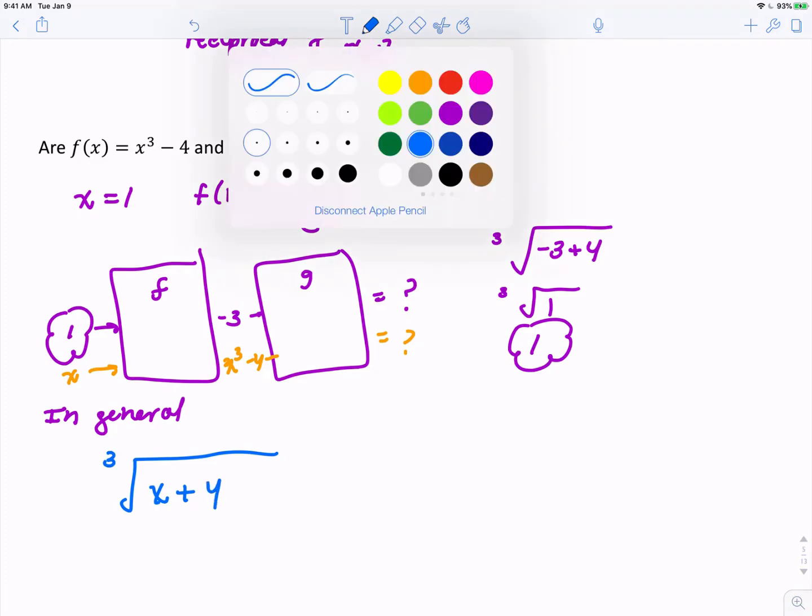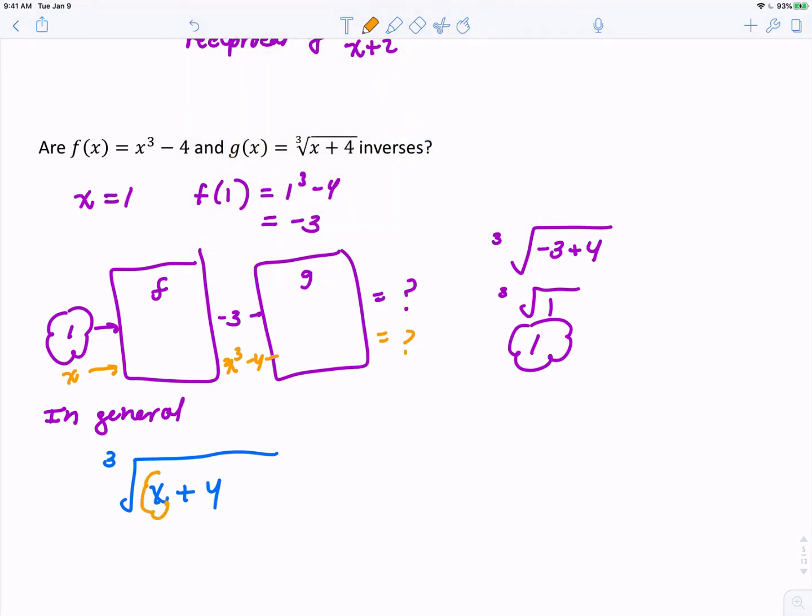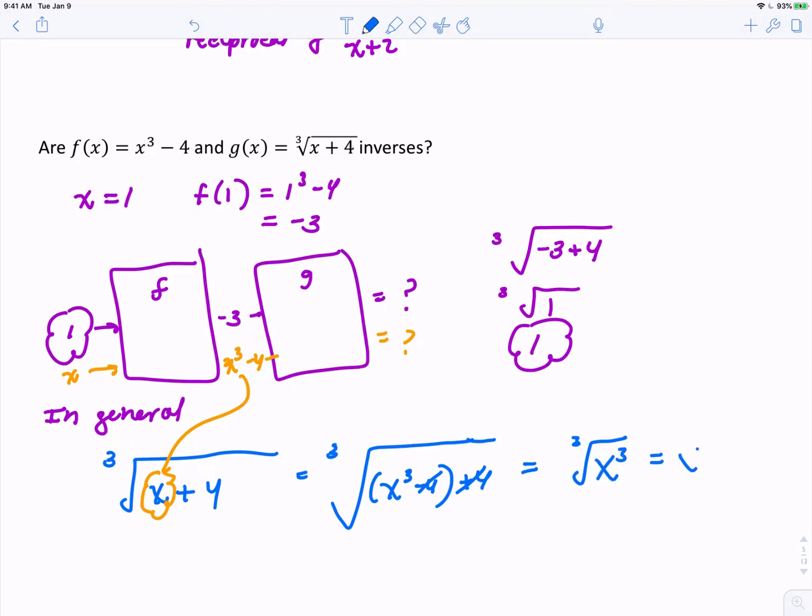And so to evaluate this, I'm going to replace my input right here. And so the question is, let's see if we can figure out what the cube root of, and we're putting in an x cubed minus 4 plus 4 is equal to. Well, you can see that these are going to cancel, and it's just going to be equal to the cube root of x cubed, which is equal to x. So what did we do? We put in an x, applied f, applied g, and got out an x. So yes, these two functions are inverses.